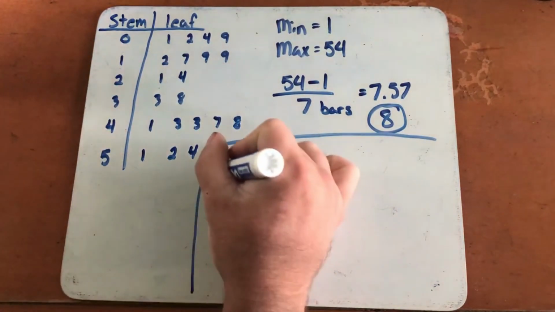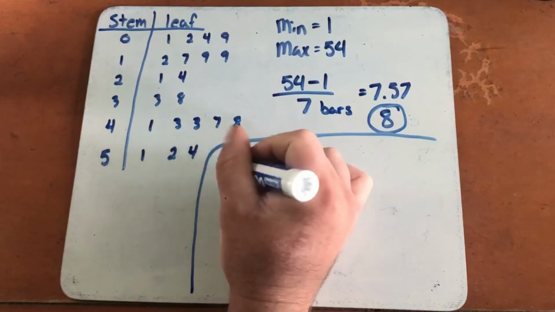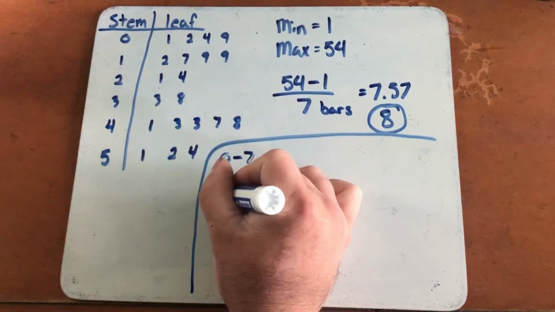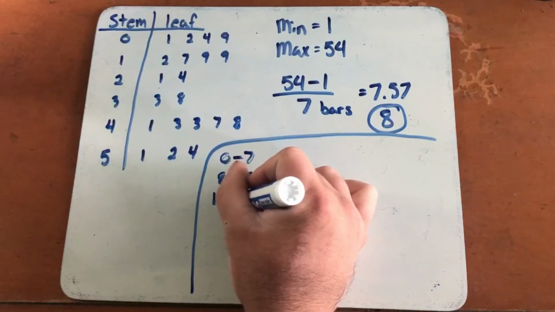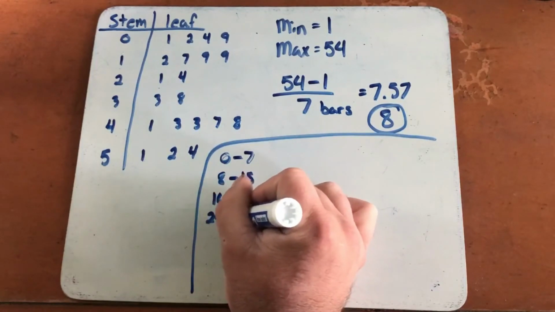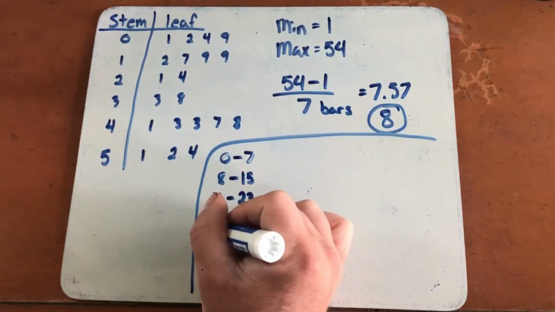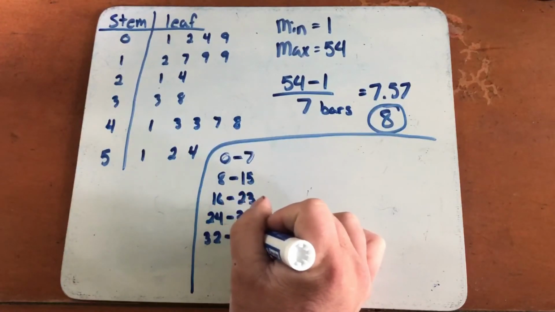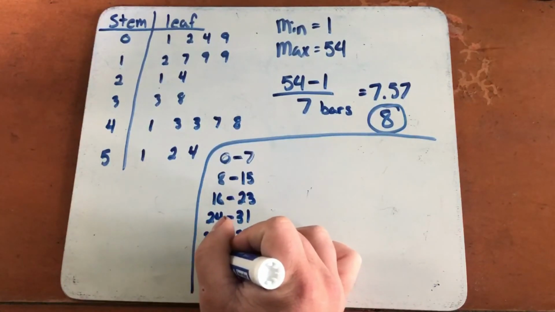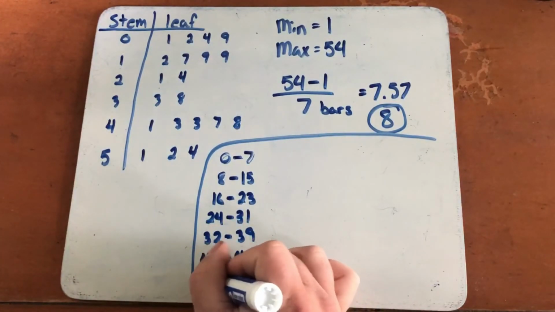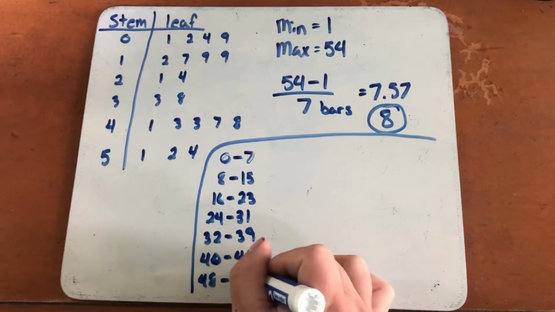All right, so that means my next one will be from 8 to 15, then from 16 to 23, then from 24 to 31, 32 to 39, 40 to 47, and then 48 to 55.